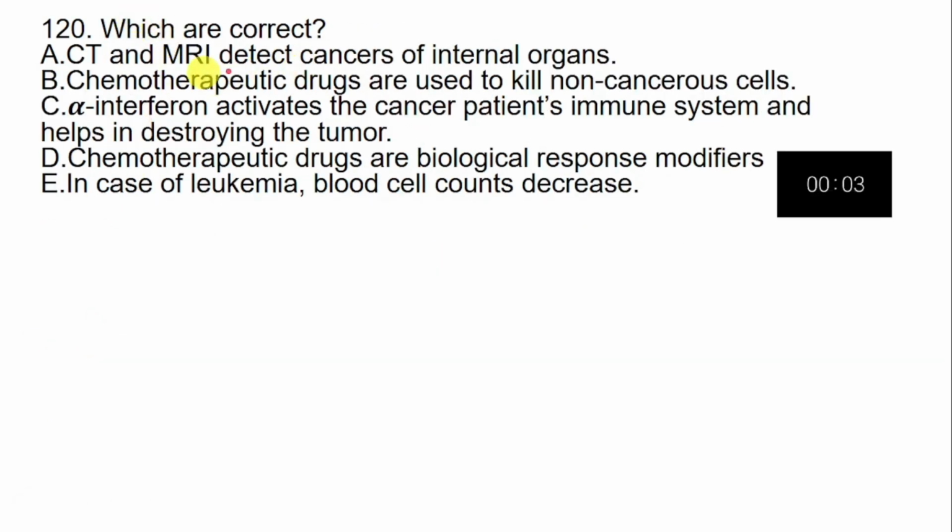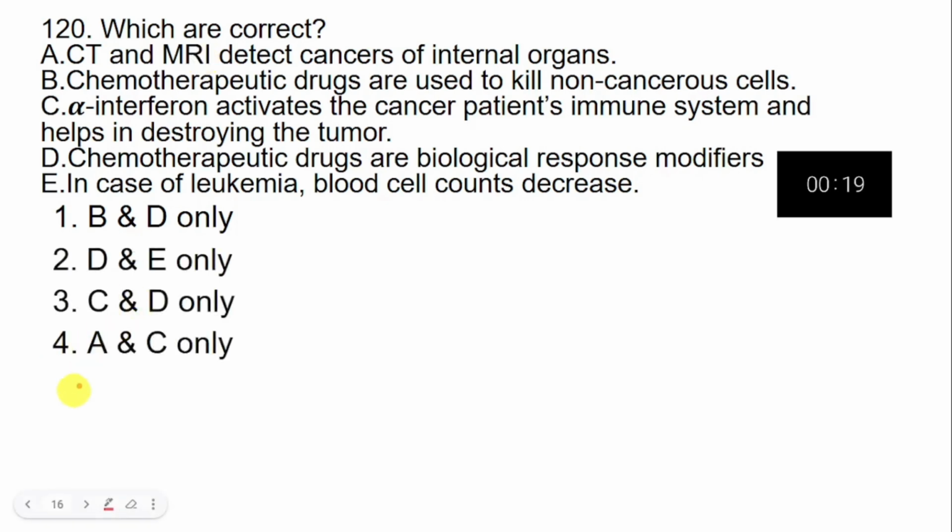Which are correct? CT and MRI detect cancers of internal organs. Yes, these are the non-invasive procedures and preferred by a lot of patients and doctors. So A is only in option number 4. We have the answer. C is alpha interferon activates the cancer patient's immune system and helps in destroying the tumor. Correct. So option 4 is the right answer.